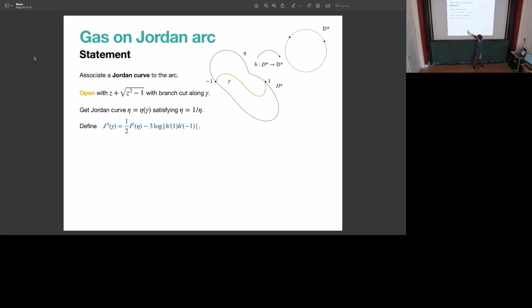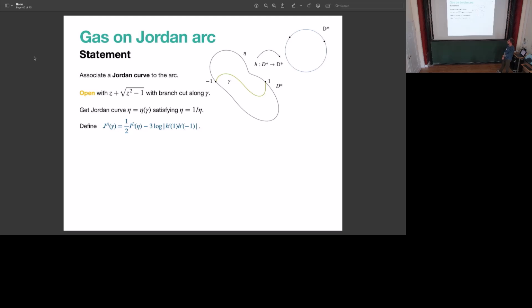I take half the Loewner energy, but then I subtract something. I subtract 3 times the log of the derivative of the map that uniformizes the exterior of my eta curve to the exterior of the disk. This is the conformal map. I look at this derivative at -1 and 1. This, of course, requires some regularity to make sense, but let's just assume that everything is smooth. Okay, so that's some number you can associate with your curve gamma.